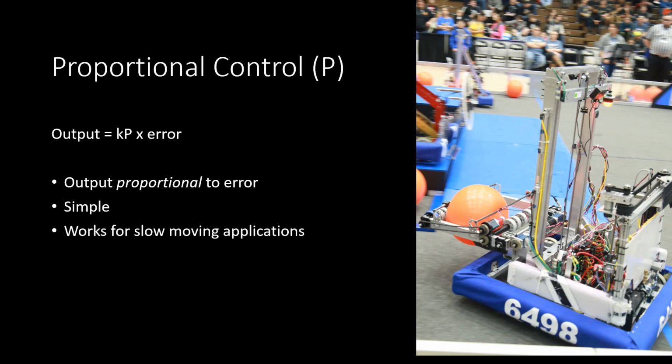Next is the first part of PID control. This is proportional control. This is where the output to the motor is equal to a constant, Kp, times the error. Here the output is proportional, hence the name, to the error. This is usually a pretty simple thing to do, and it works really well for slow-moving applications.